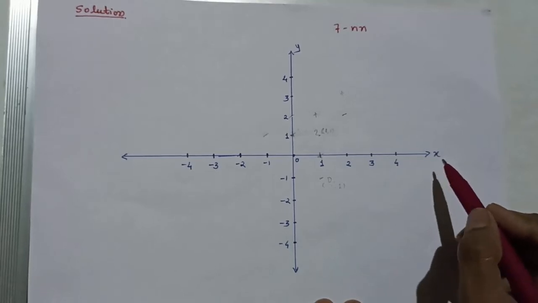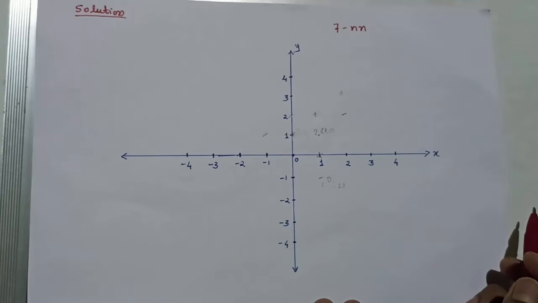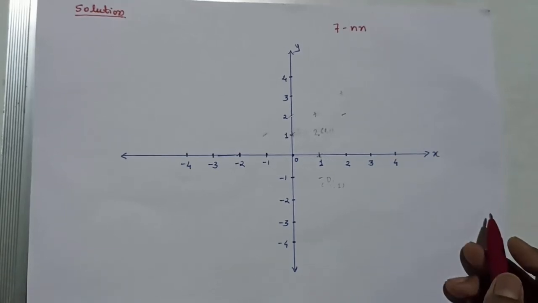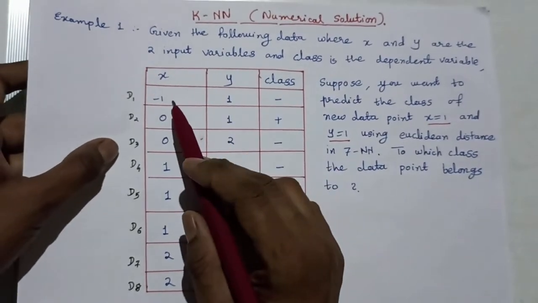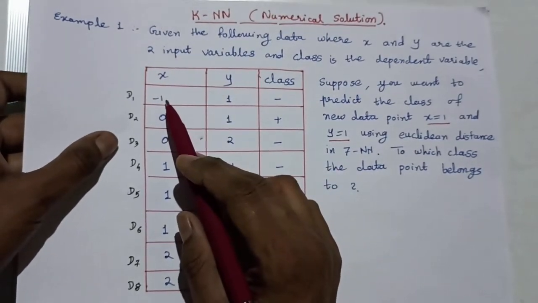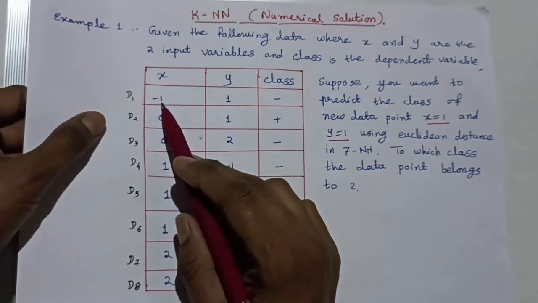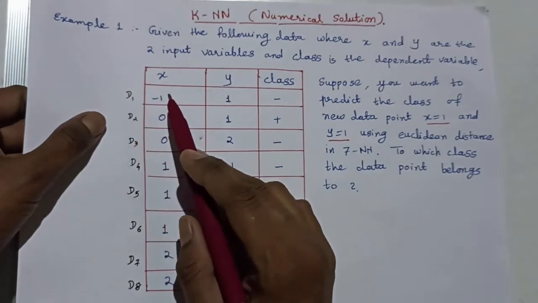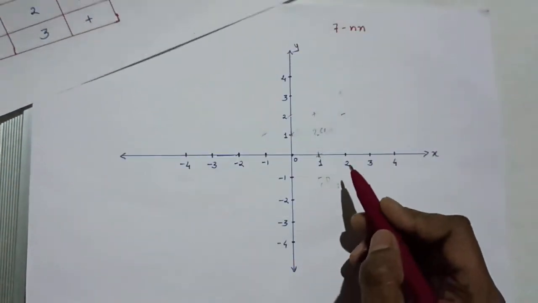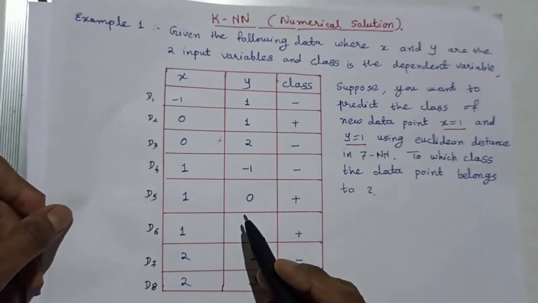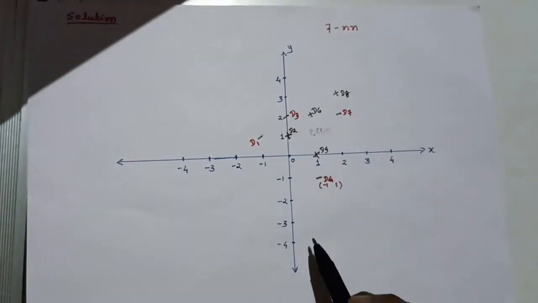There are two input variables x and y. Now for these input variables, we will locate these points x and y. So here, for the D1 data point, the x value is -1 and the y value is 1. So we will first locate all these data points in this two-dimensional space.